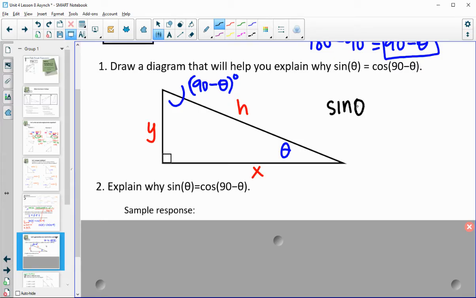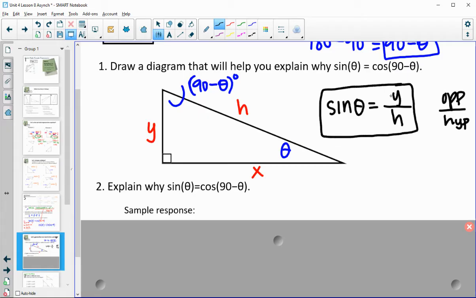So think about writing out sine of theta. So remember, sine is the opposite side over the hypotenuse. So what's the opposite side in this picture? Opposite is Y. Hypotenuse is H. Okay, so there's just the generic sine for this picture. So now let's do the cosine of 90 minus theta. Okay, because that's the other piece here. Okay, so we just did this.